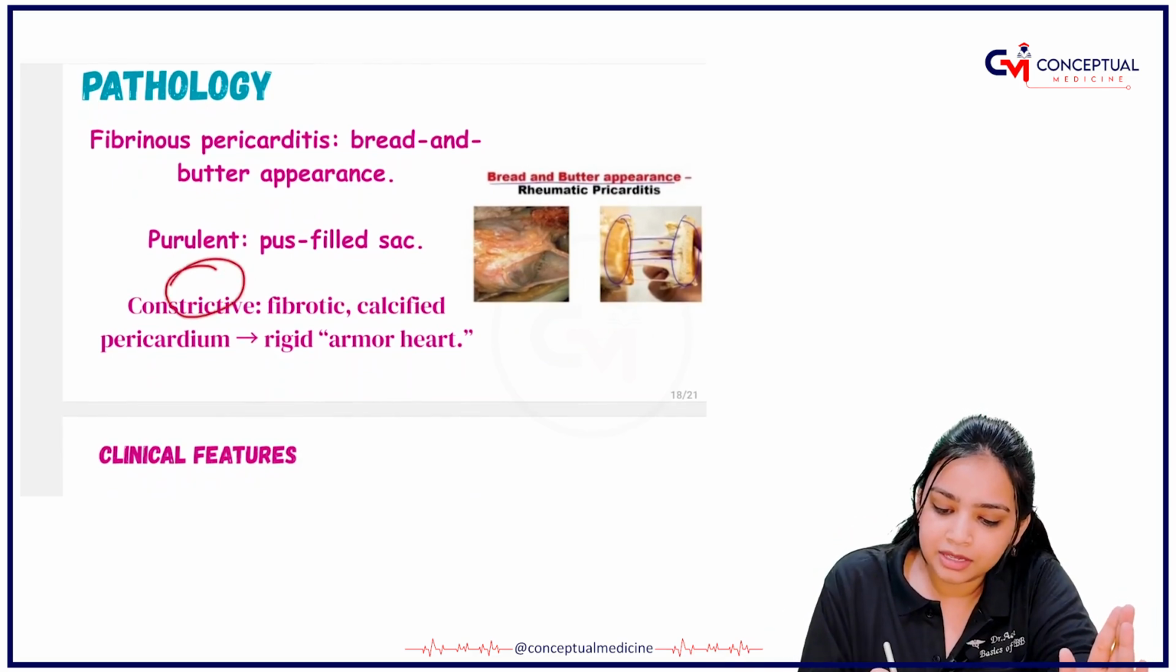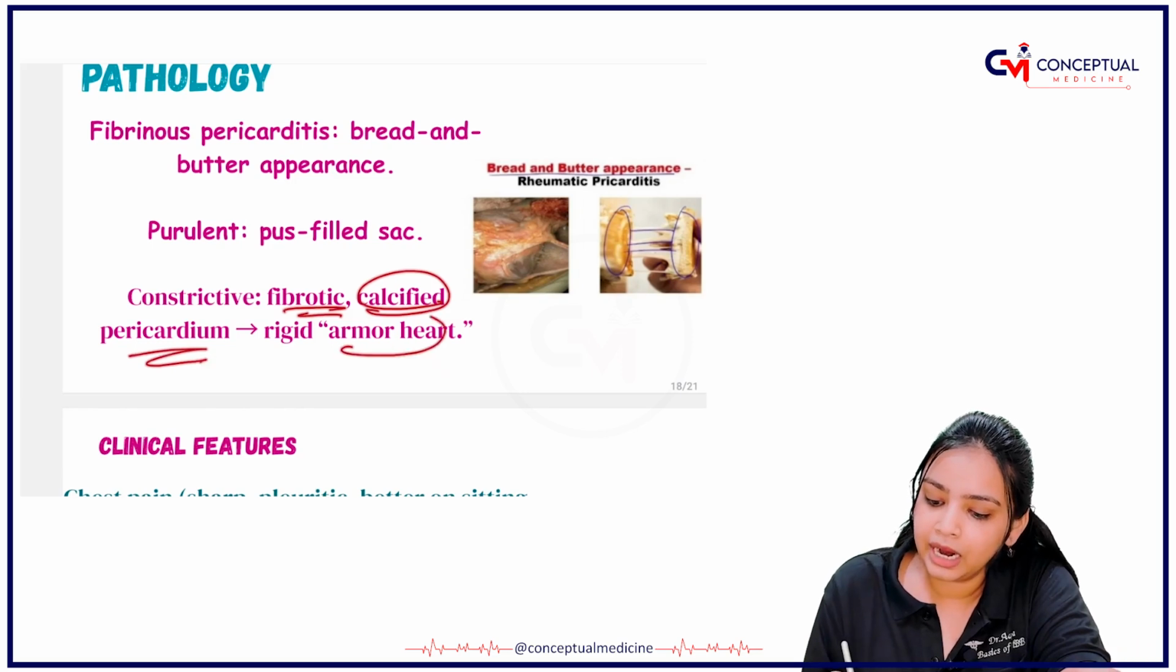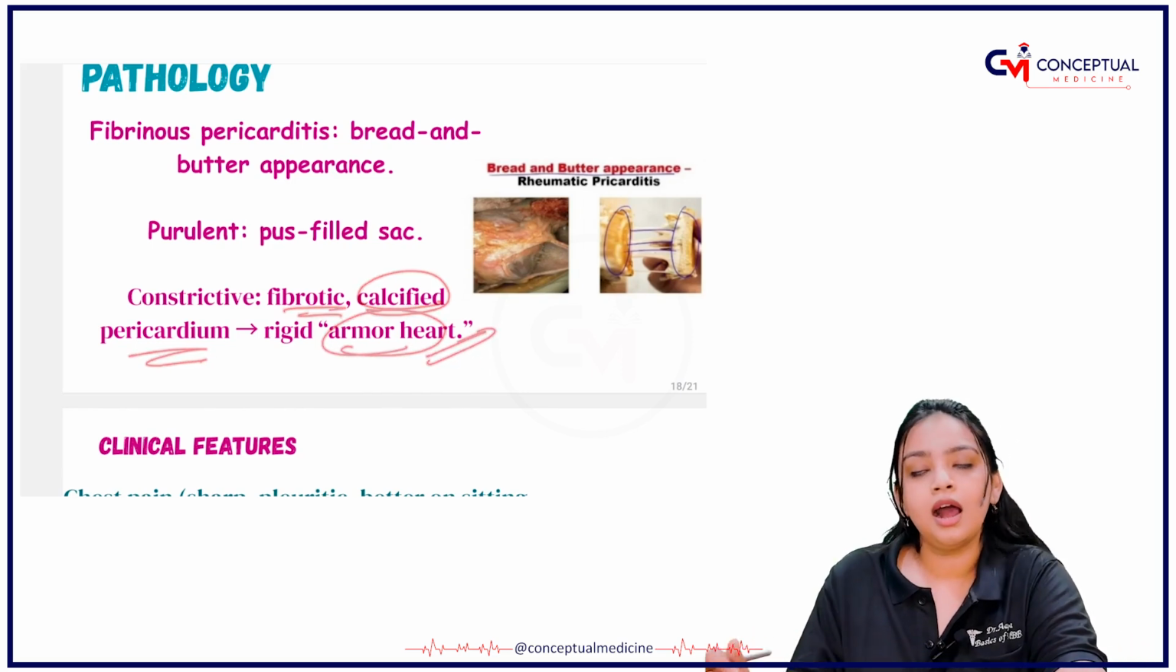Then you have the constrictive. In the constrictive, you have a fibrotic and calcified pericardium, that is also called an armor heart.